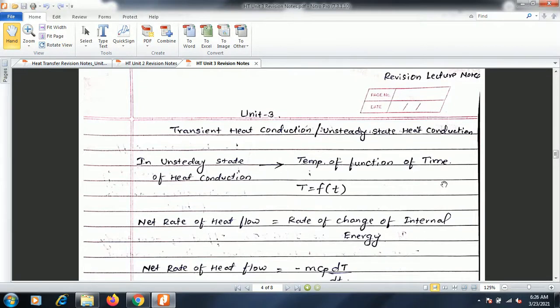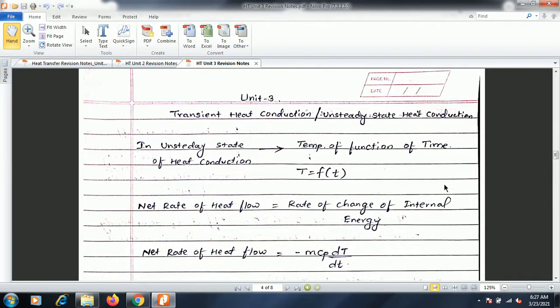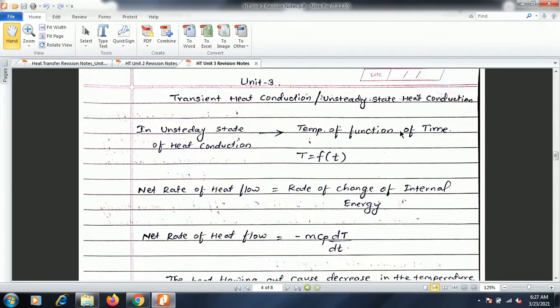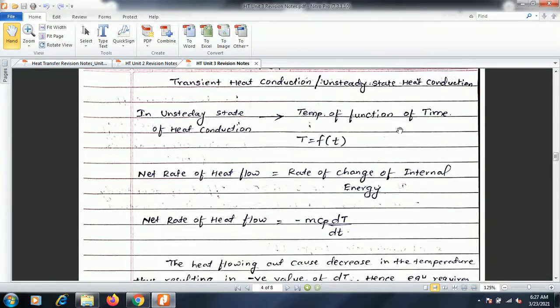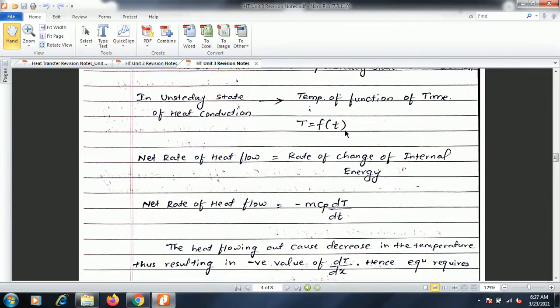Now in chapter 2 you have transient heat conduction, or it is called unsteady state heat conduction. The word transient is related to unsteady state heat conduction. So here the temperature is a function of time. In unsteady state heat conduction, temperature is a function of time. So T is equal to f of t.